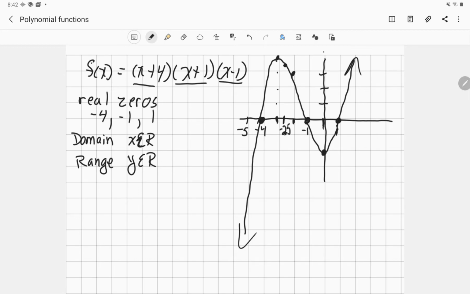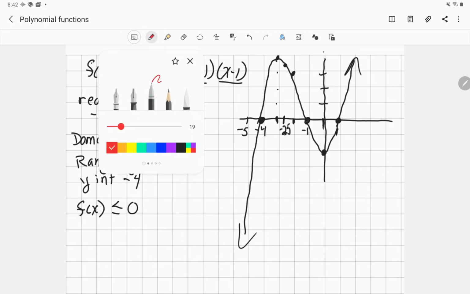Could be anything. The y-intercept is actually down here at -4. It's crossing the y-axis at -4. Now they want to know the intervals where f of x, meaning the y values, are less than or equal to 0. In other words, below the x-axis.